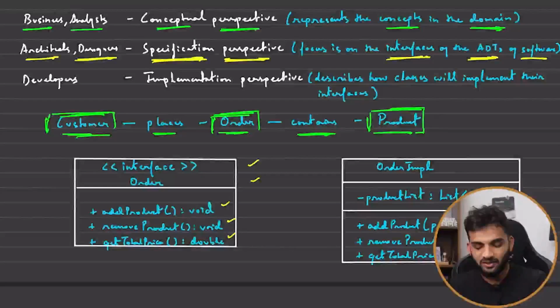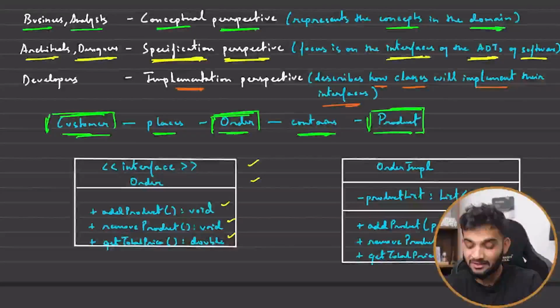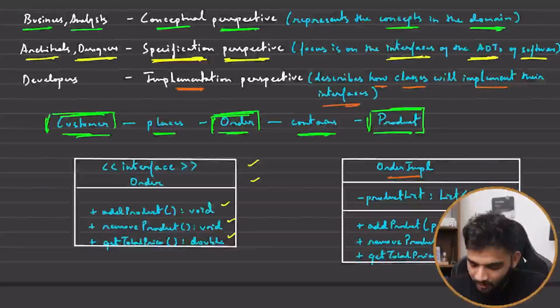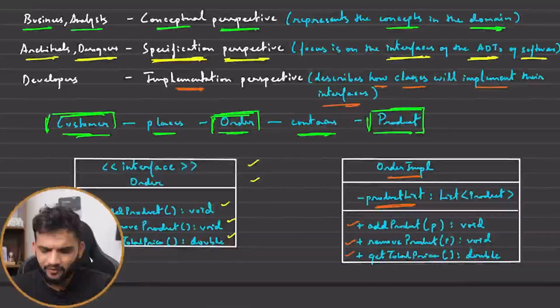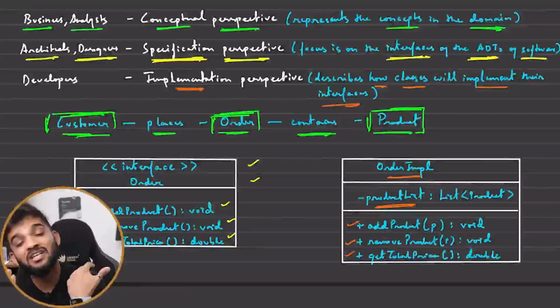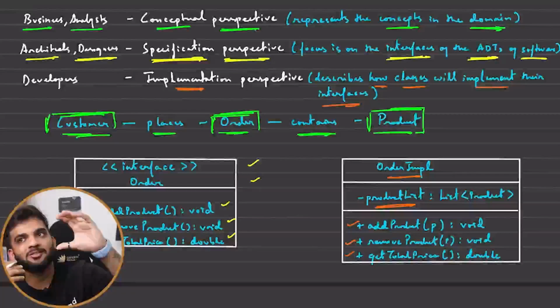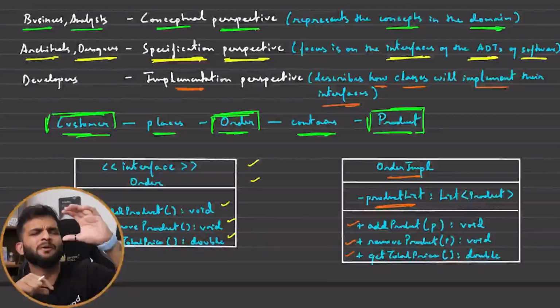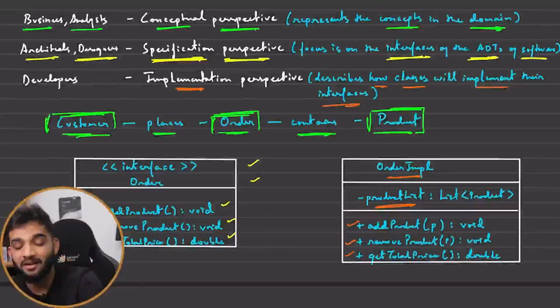Let's talk about the next one, which is the implementation perspective, where you describe how classes will implement their interfaces. Something like OrderImpl will have a variable, and then it'll define all kinds of public as well as private methods. Like if you have a public function and that's going to use small private methods in order to modularize it, you'll have to define it. Why?